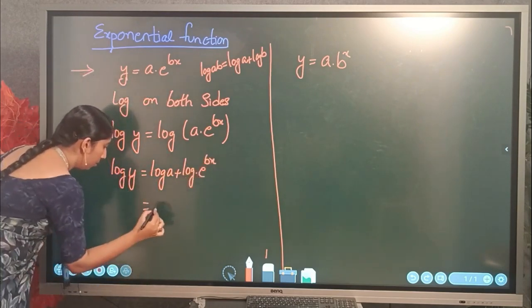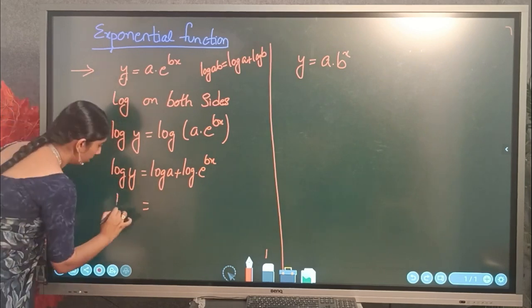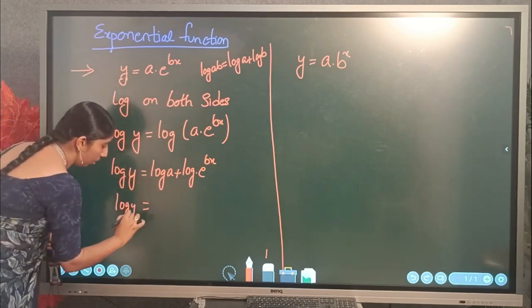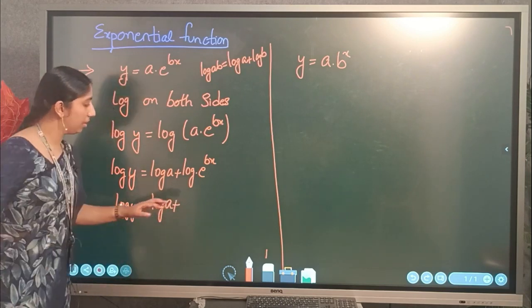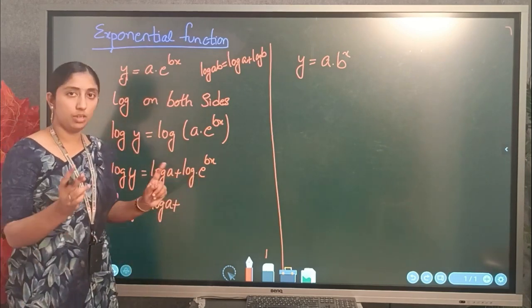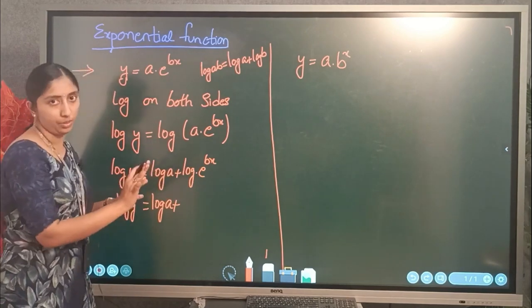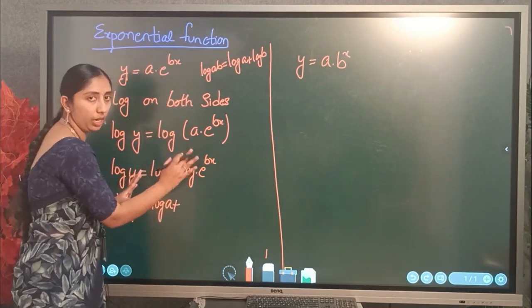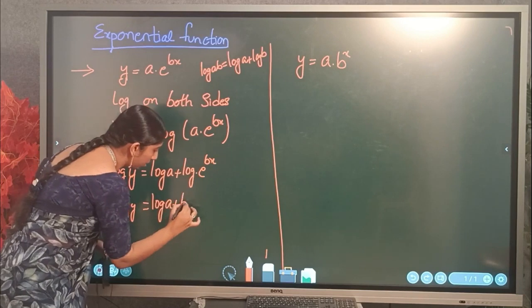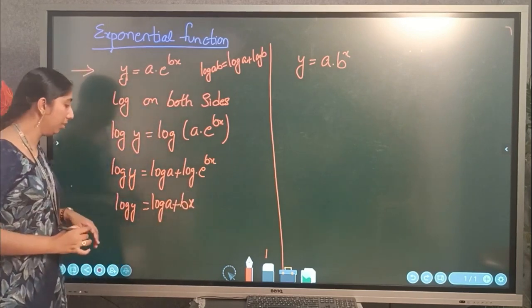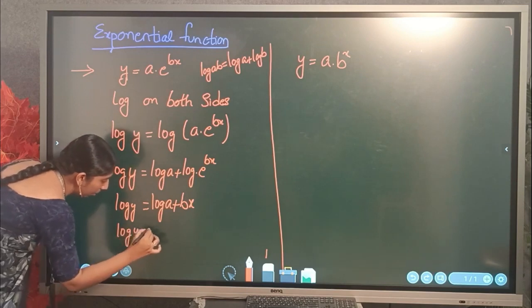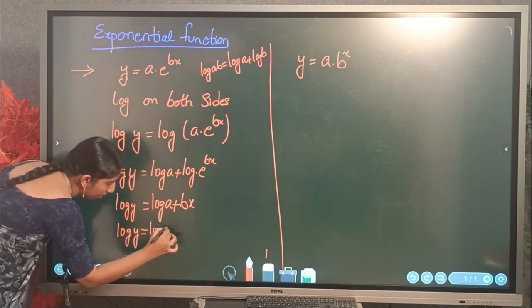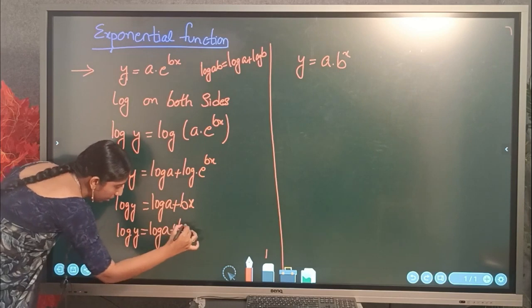So we place log y like this, and log a also like this. Just see, log and e are opposite to each other, so these two cancel, and what we get is bx. Clear? So log y is equal to log a plus bx.